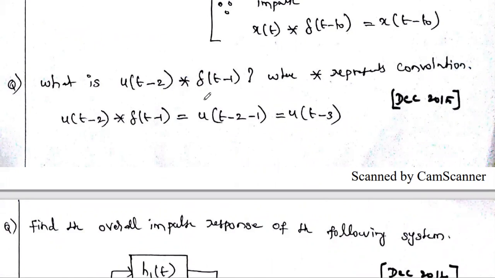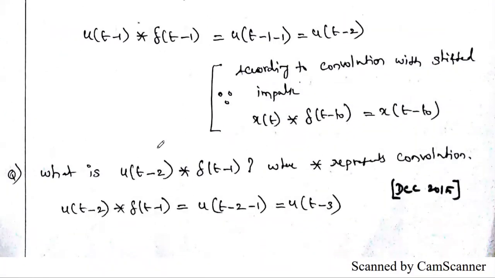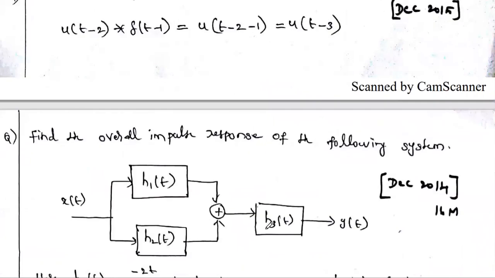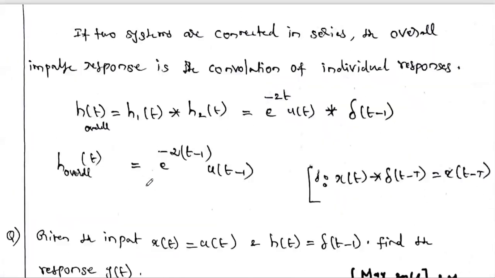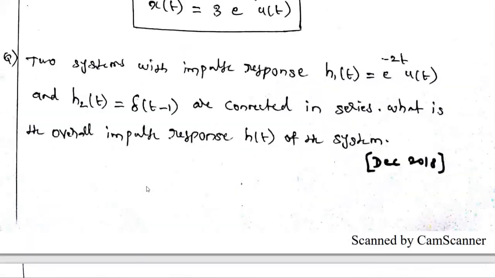So you see, one signal is a shifted unit step signal, and another signal is a shifted impulse signal. So according to convolution with the shifted impulse, what is the answer? u(t minus 2 minus 1), that is u(t minus 3). This is the answer. These 5 problems are similar problems only. The method of asking is different.